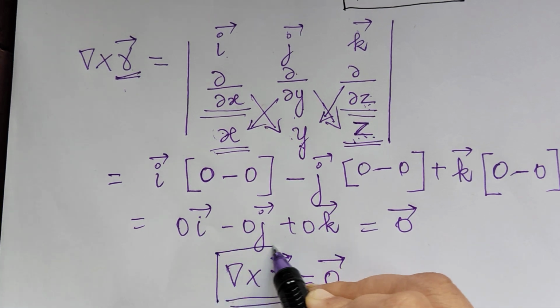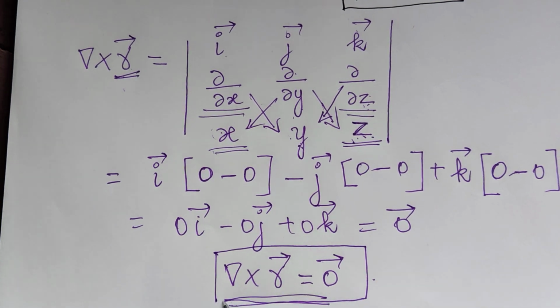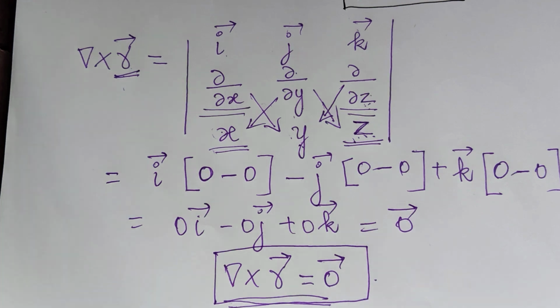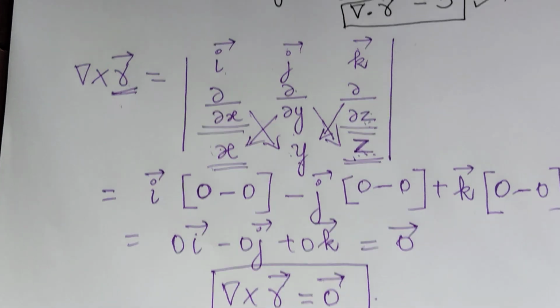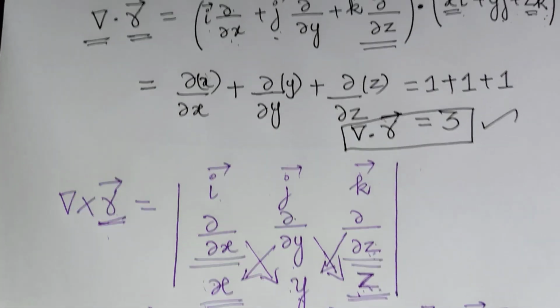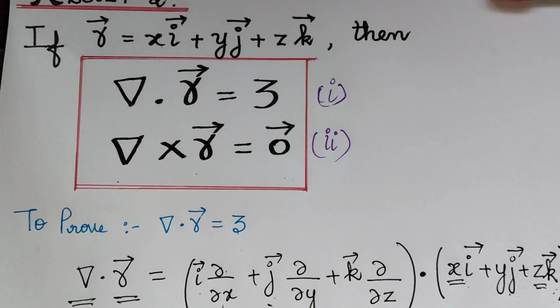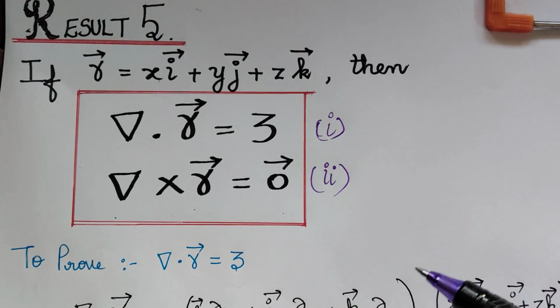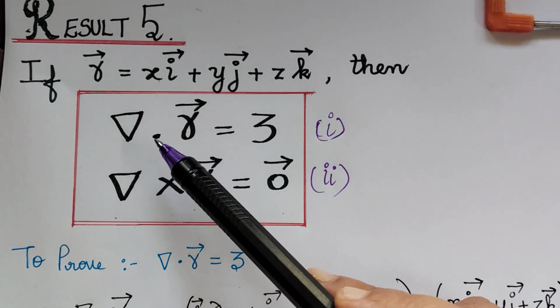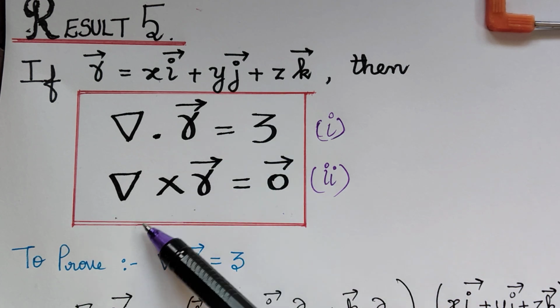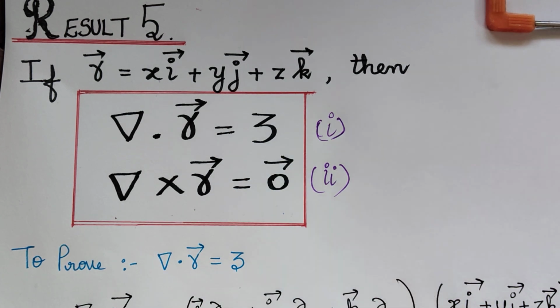These two concepts are very significant in proofs, and they can be applied in further results that we will be deriving. So this is result 5. I hope you have understood how to prove nabla dot r vector is equal to 3 and nabla cross r vector is equal to 0 vector.